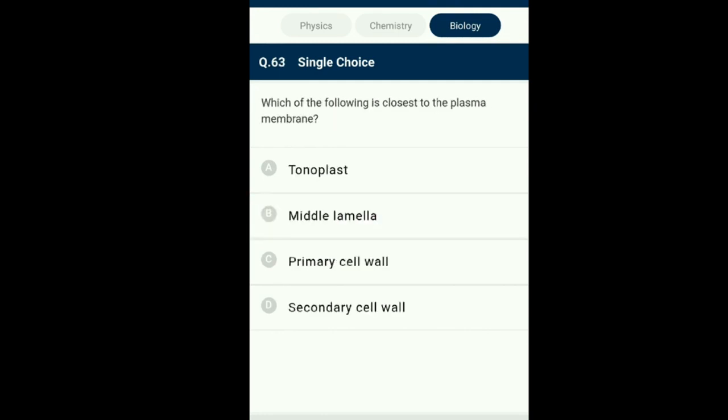Question number 63. Which of the following is closest to the plasma membrane? Vacuoles are membrane-bound storage organelles found in plant cells and animal cells. They are larger in size in plant cells compared to animal cells. The membrane of vacuole is called tonoplast. The cell wall found around the cells of the plant contains multiple layers. The outermost thin, flexible and extensible layer is the primary cell wall layer of the plant. The thick wall is the secondary cell wall. The middle lamella connects the adjacent cell walls of the cells and is rich in pectin. It also forms the plasmodesmata. So the correct option is option D, secondary cell wall.